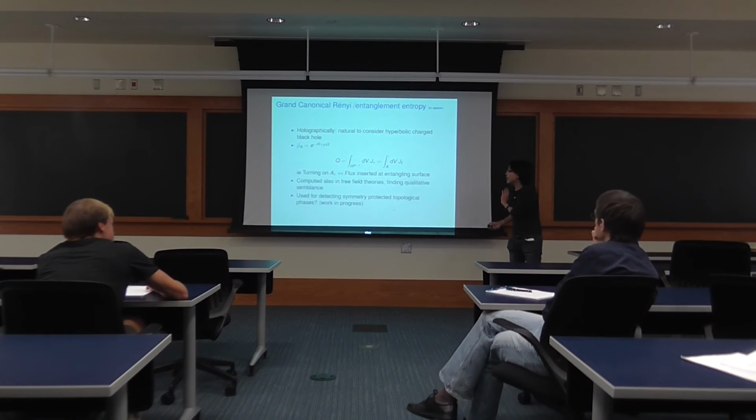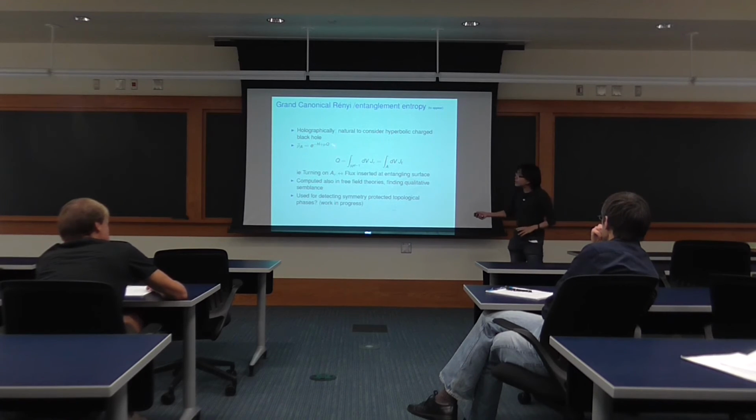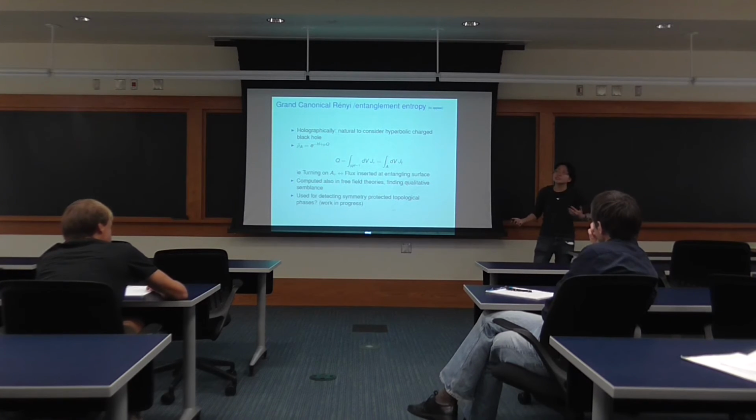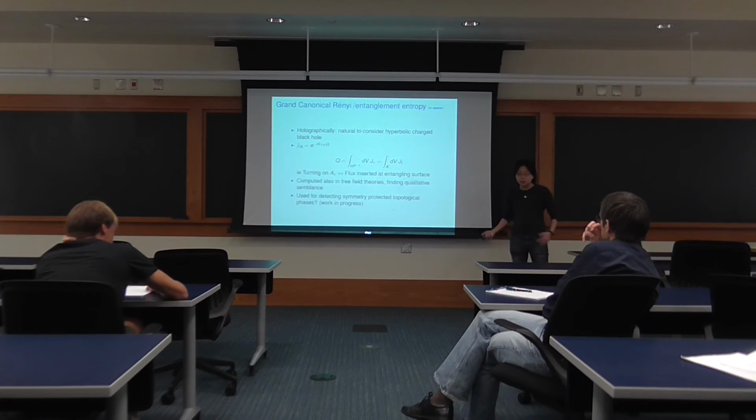So you might ask, what is this good for? We're not entirely sure yet. We computed these things also in some free theories, and they look qualitatively similar to what we get holographically. And we're hoping that by adding in a chemical potential and the charge operator, we are trying to probe something that has to do with some symmetry. So we're hoping that perhaps this is good for detecting some symmetry. There are some topological phases with symmetry, so maybe this is an object that could help probe these phases.